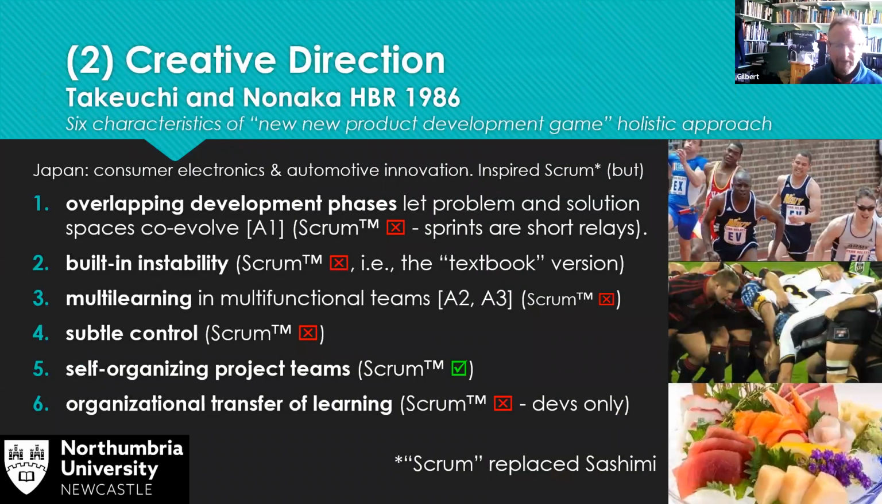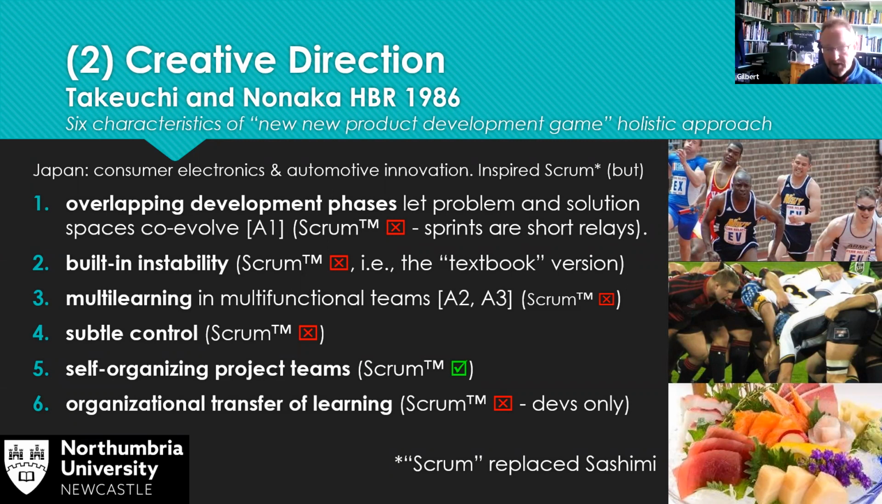This is quite a complex slide, and really I just want to concentrate on five, but there was an extensive study of Japanese innovation in automotive and consumer electronics in the 80s. And the summary in Harvard Business Review is where the term Scrum comes from, Jeff Sutherland. They identified six characteristics of new product development. The first of which was overlapping development phases, which we've seen already, letting problem and solution spaces co-evolve. Unfortunately ignored in Scrum, most agile methodologies remain sequential in that they're iterative and they have fixed phases of activity.